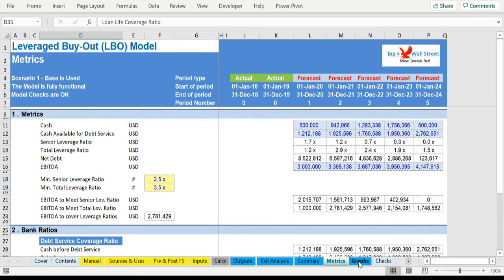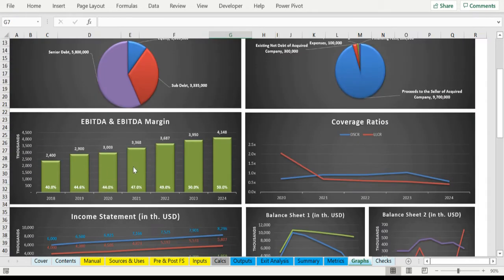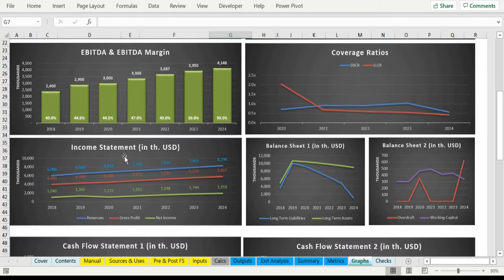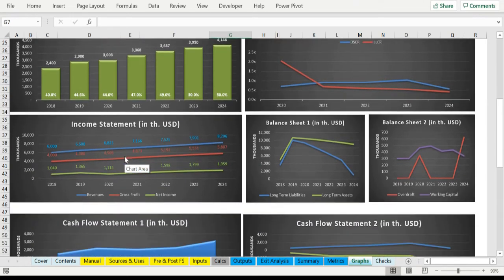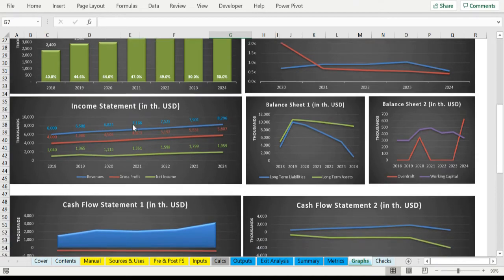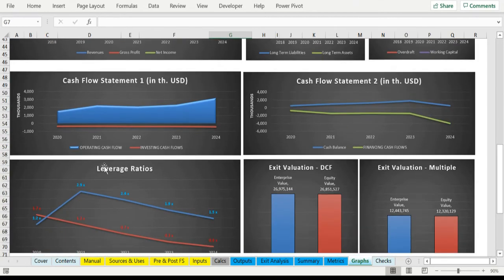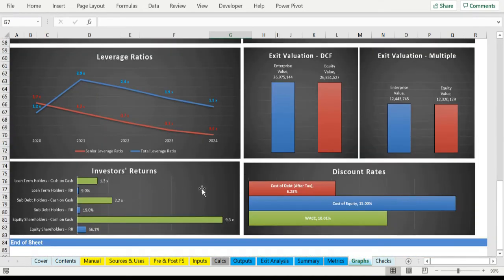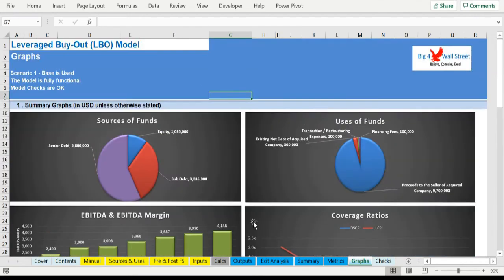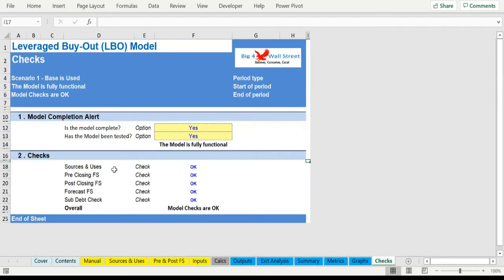In the Charts tab, various graphs present the sources and uses of funds, EBITDA and EBITDA margin, bank ratios, various financials from the income statement, balance sheet, and cash flow, exit valuation, investor returns, as well as discount rates. Checks, a dedicated worksheet that makes sure that everything is working as it should. Important notice: yellow indicates inputs and assumptions that the user is able to change, blue cells are used for called up cells, and white cells with black characters indicate calculation cells.